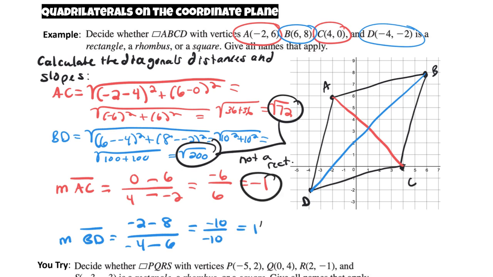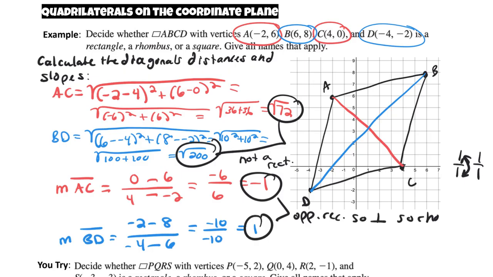Remember, opposite signs and the reciprocals of each other, right? Isn't 1 over 1 flipped? If I flip the top and bottom, it's still 1 over 1. So these are opposite reciprocals, so they're perpendicular, so we know it's a rhombus. Okay, so our answer here would be just a rhombus.